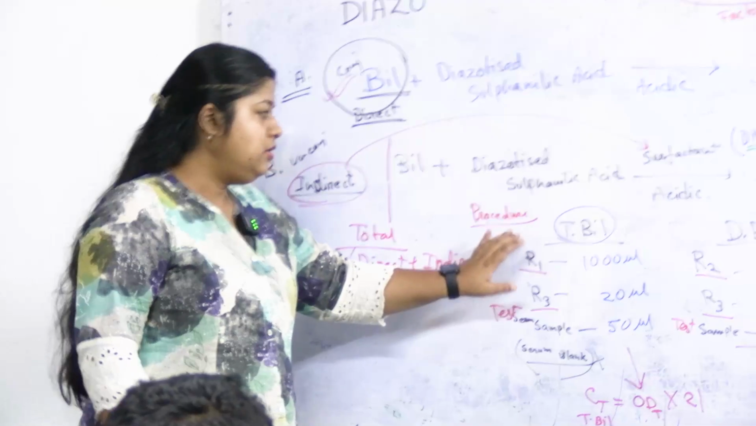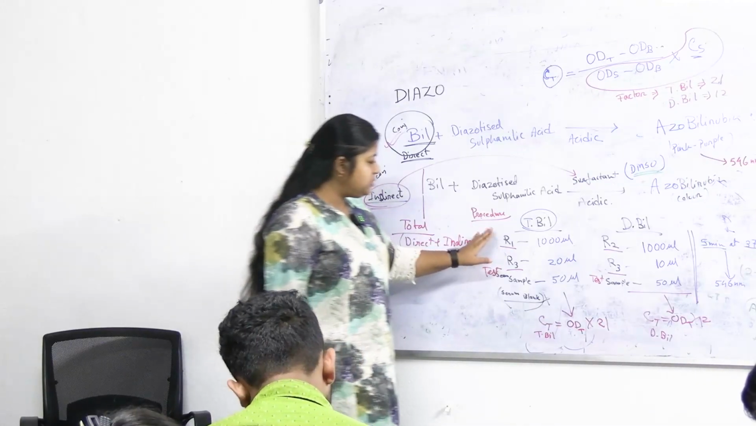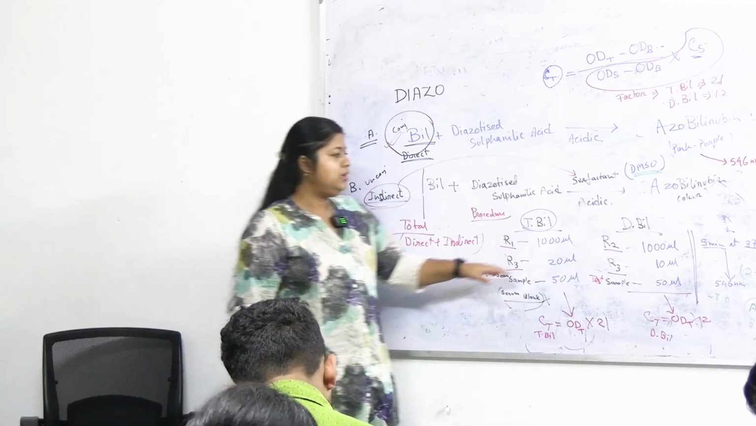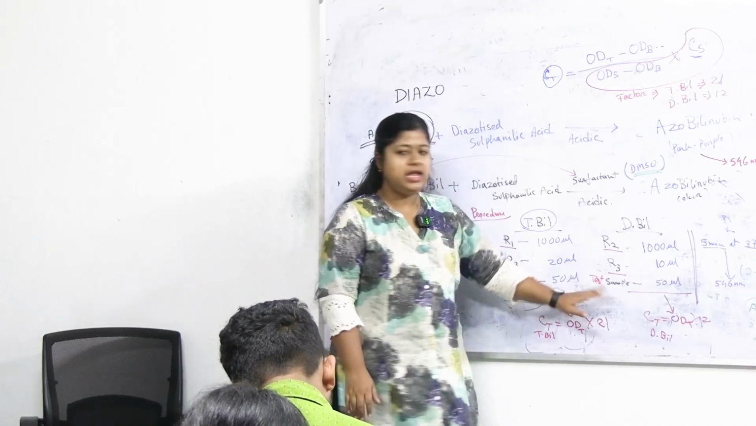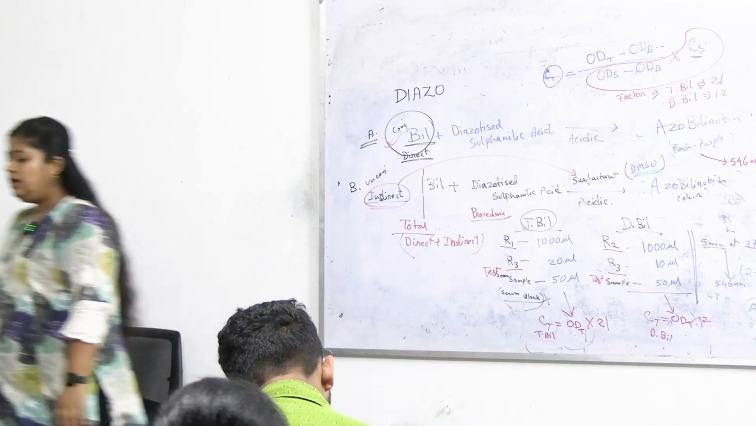Now coming to the procedure. We can see here for total bilirubin we have used R1, R3 and sample. For direct bilirubin, R2, R3 and sample. Now in all other tests we have always taken 3 test tubes, one for test, one for blank, one for standard. Here no standard solution is provided. So we won't take a test tube for standard.